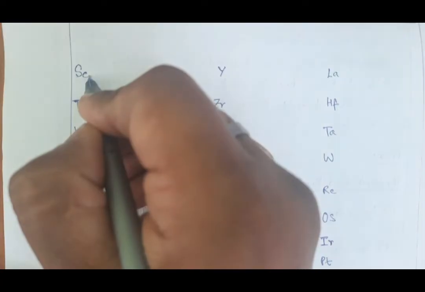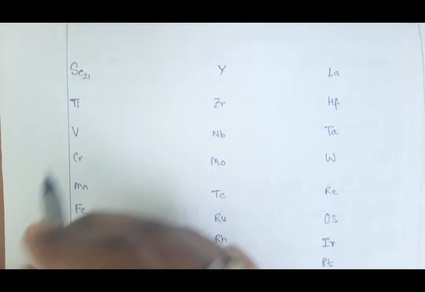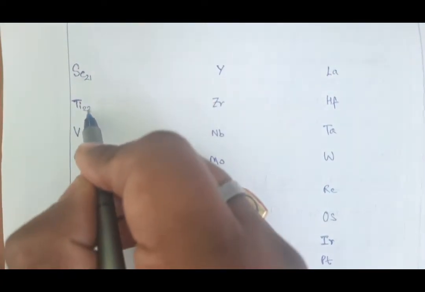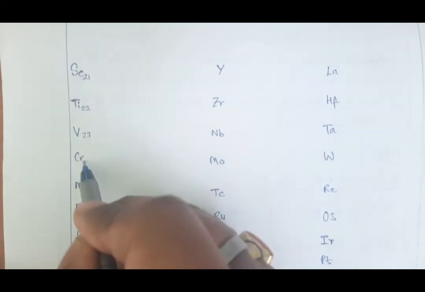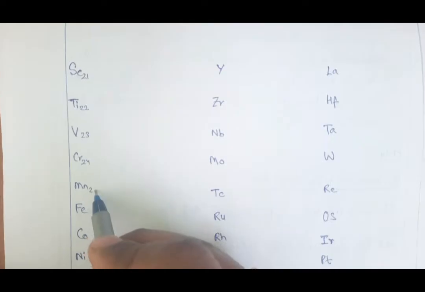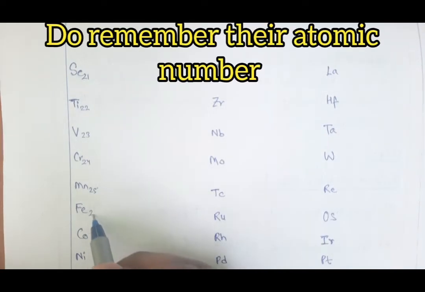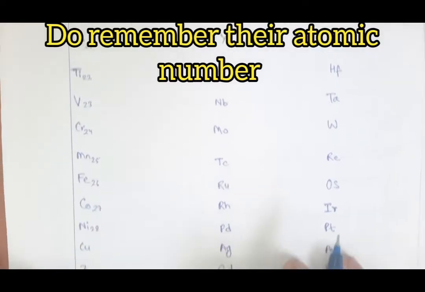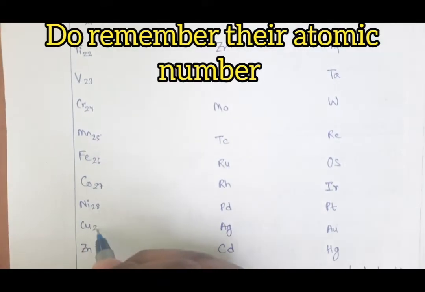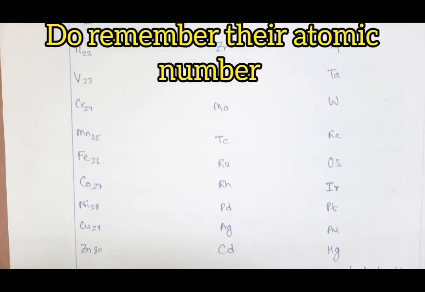So to remember, scandium is 21, titanium is 22, vanadium is 23, chromium is 24, manganese is 25, iron is 26, cobalt is 27, nickel is 28, copper is 29, and zinc is 30. So not only the names in sequence, you have to remember the atomic numbers.